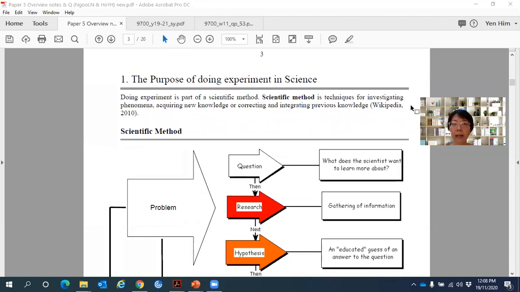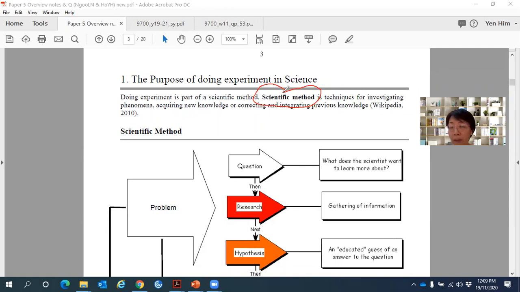Paper 5 is a higher order experimental skill. So you know that when you do experiments for science, whether it is biology, chemistry, or physics, you're actually following this method called the scientific method. Right. So this is called the scientific method. So you're following a scientific method.